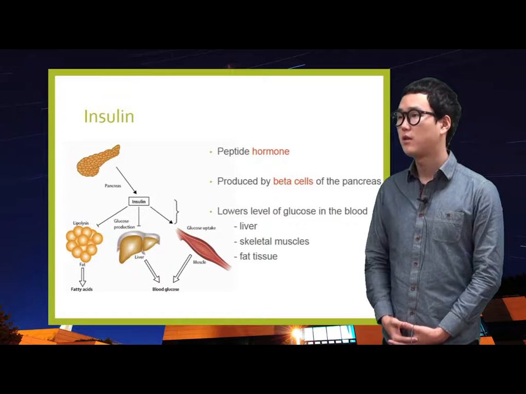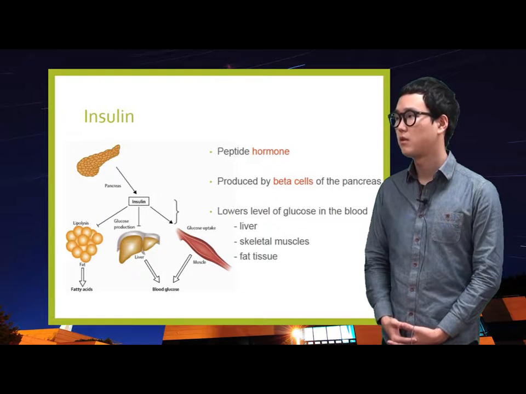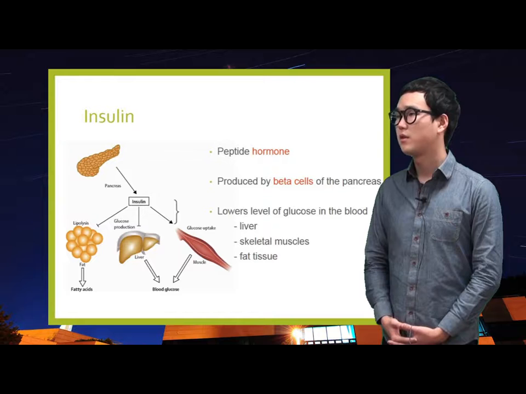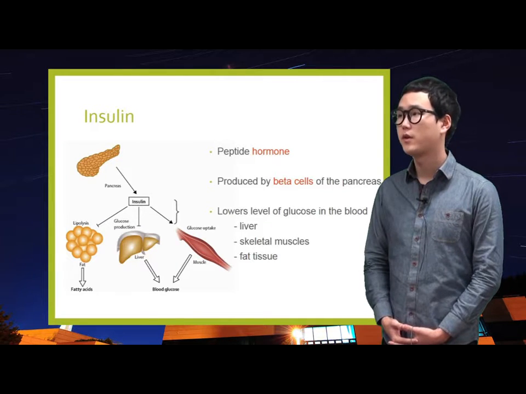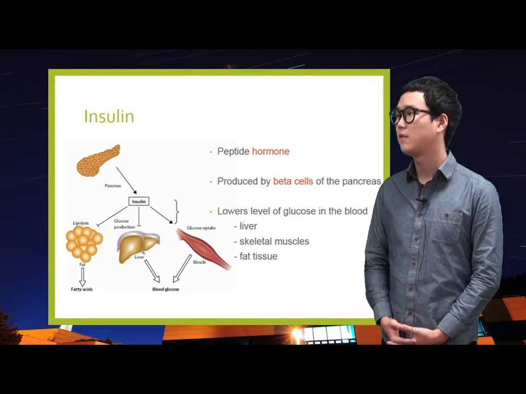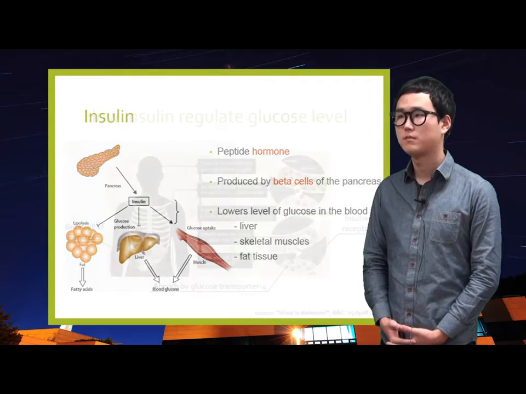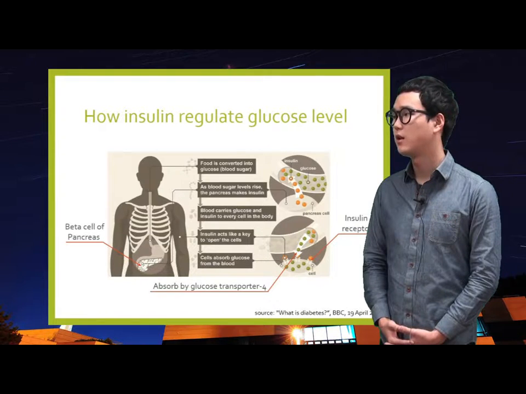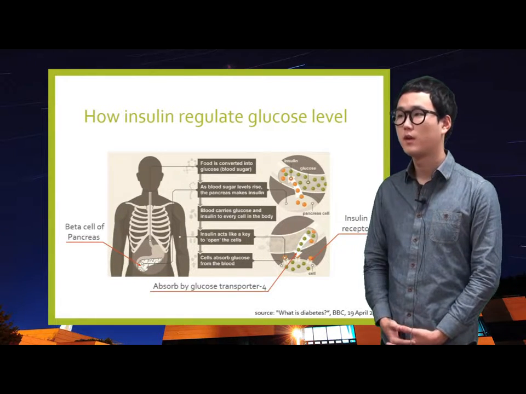Insulin causes cells in the liver, skeletal muscles, and fat tissues to absorb glucose from the blood. In the liver and skeletal muscles, glucose is stored as glycogen, and in fat cells, it is stored as triglycerides. A more detailed mechanism of insulin is illustrated in this figure.